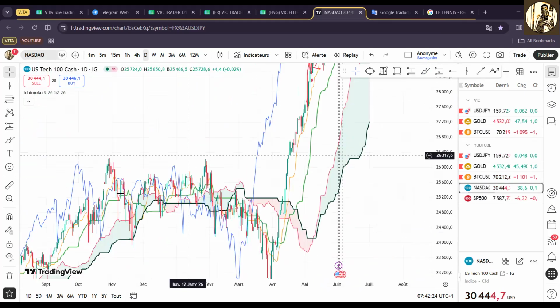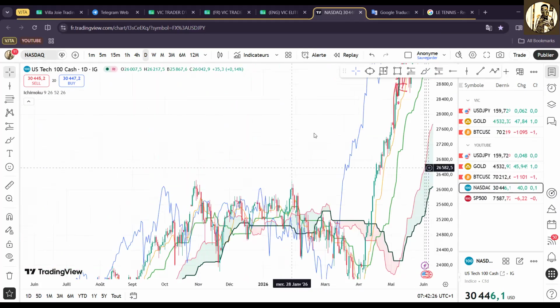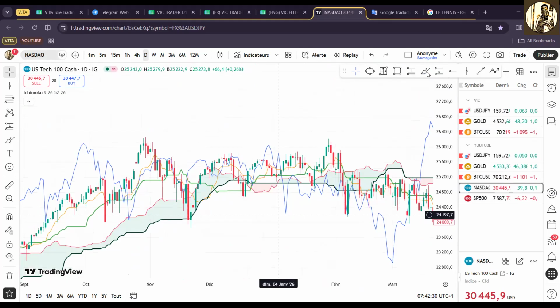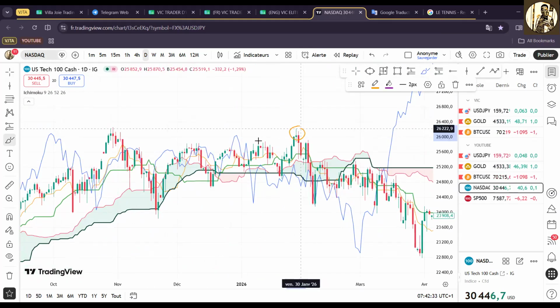So for example, we are on daily here. How do you know that at this level, when the price broke this high, this price will have dropped down?